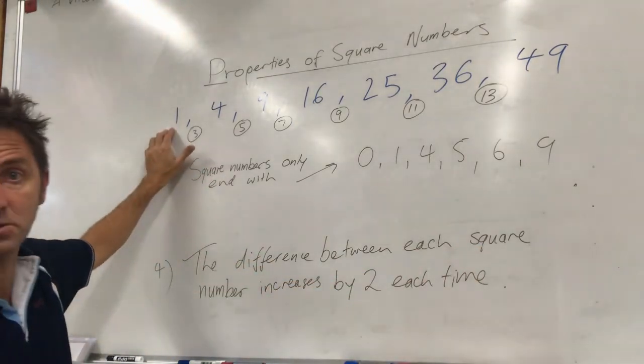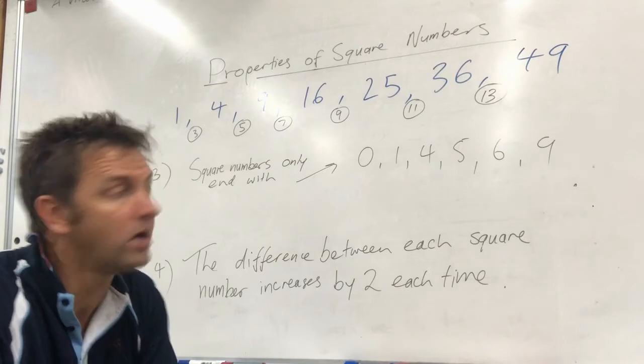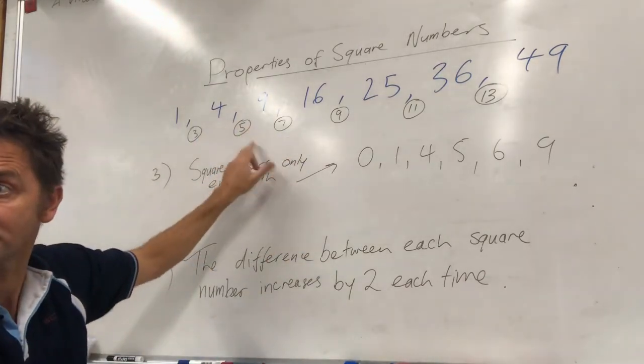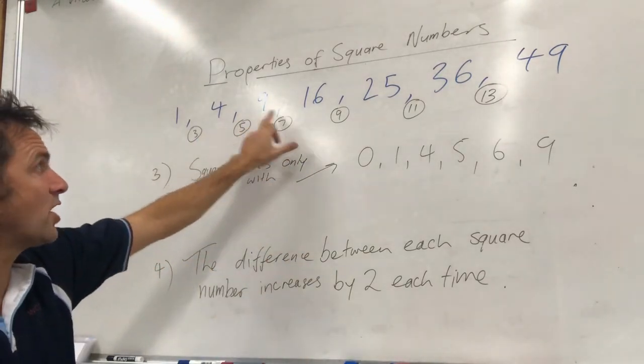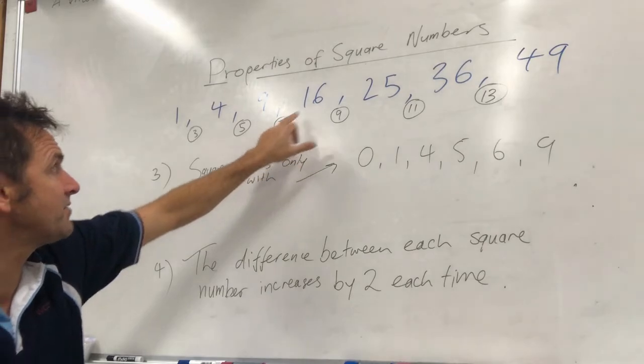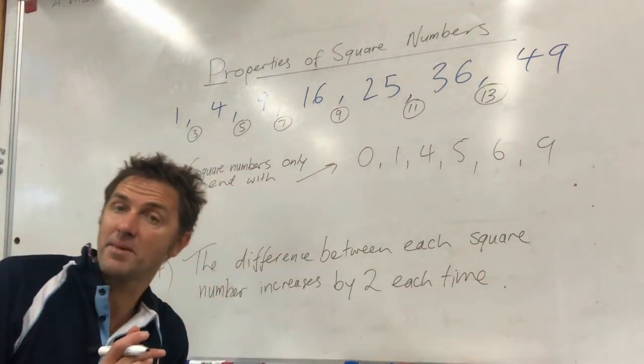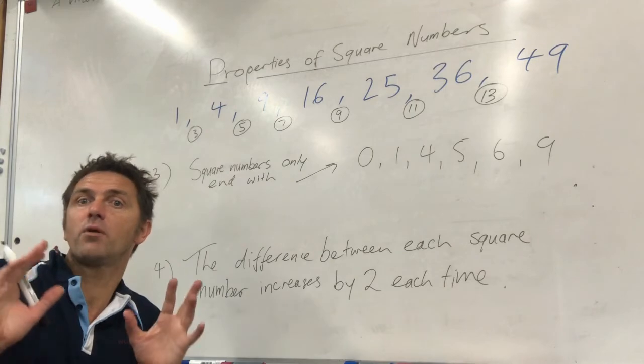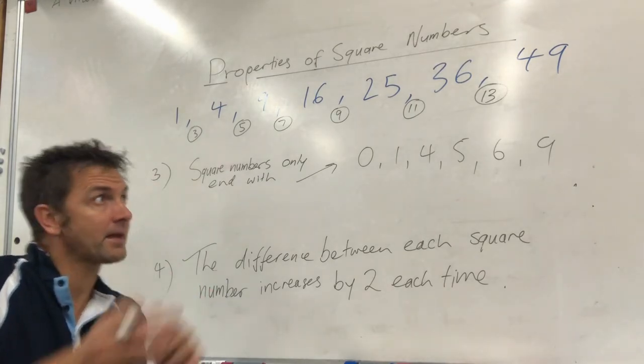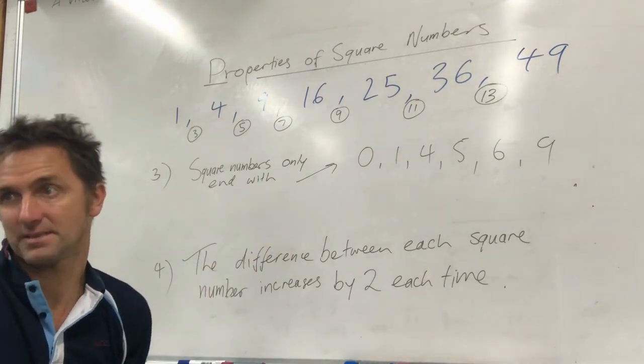And it does. Look, the difference between 1 and 4 is 3. The difference between 4 and 9 is 5. The difference between 9 and 16 is 7. The difference between 16 and 25 is 9. So the difference between each square number consecutively gets bigger by 2 each time. And that goes on and on forever in numbers.